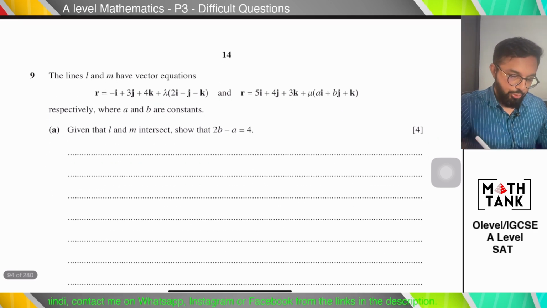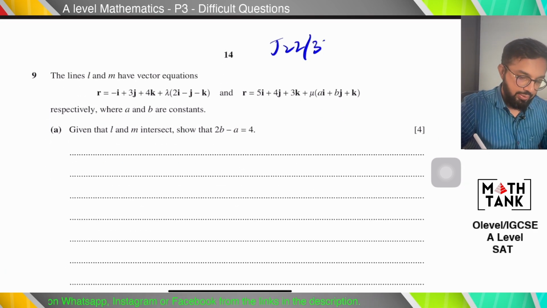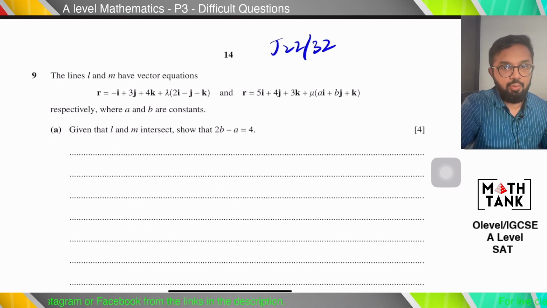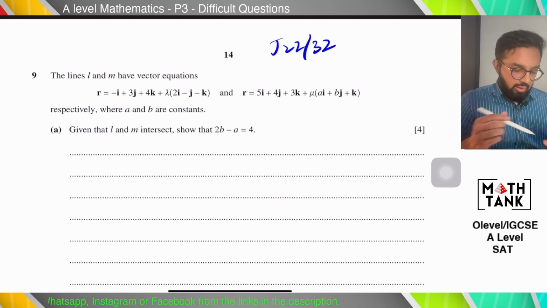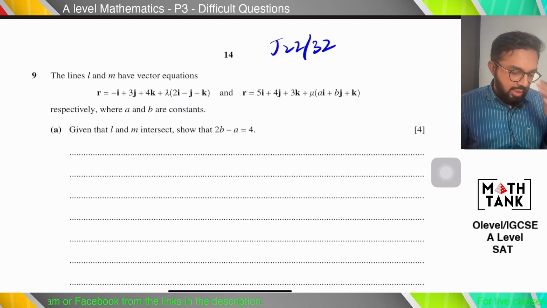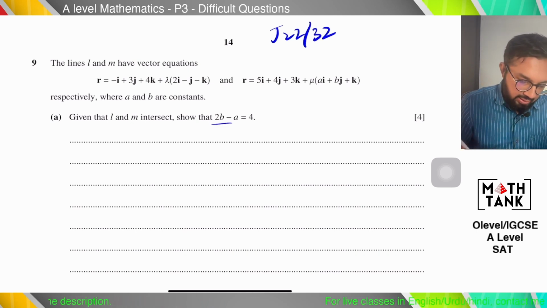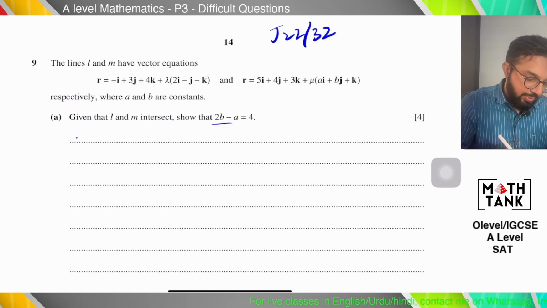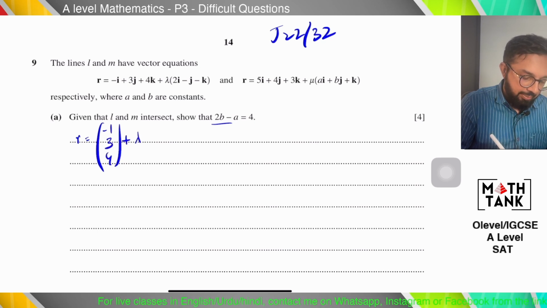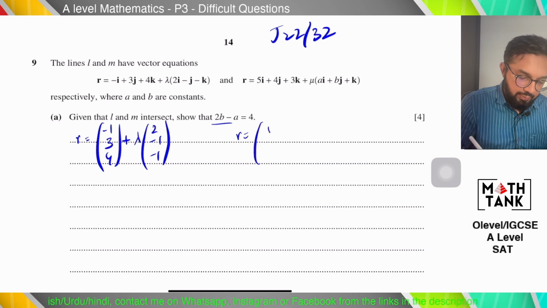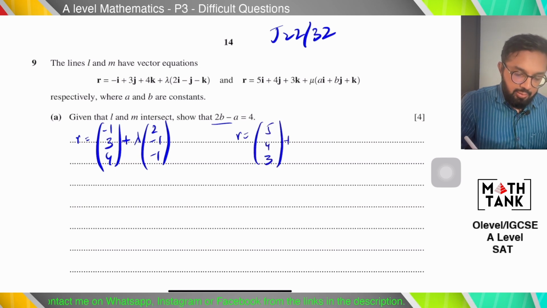This is from June 2232, and this is a vectors question that I'm now solving for you. Okay, the lines L and M have vector equations this. Given that L and M intersect, show that 2b minus a equals 4. So let's go ahead and do our intersection. Minus 1, 3, 4 plus lambda times 2, minus 1, minus 1, and 5, 4, 3 plus mu times a, b, and 1.